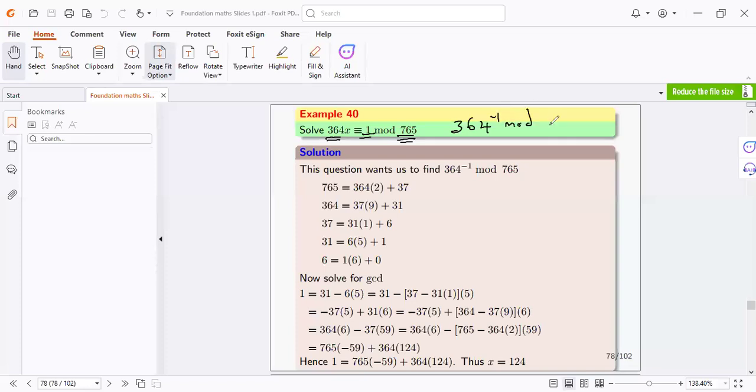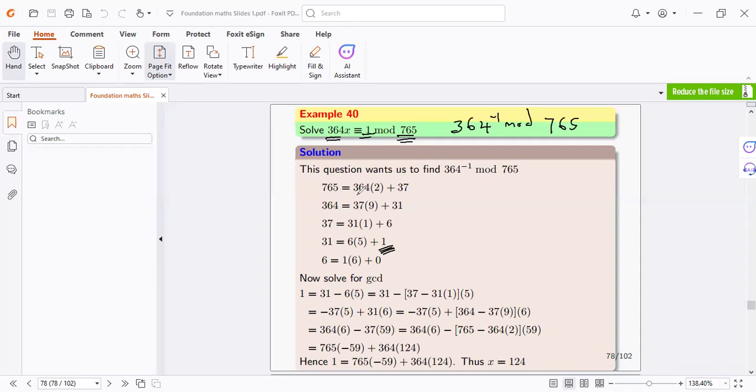Mod 765. It's the same thing. Now, we use Euclid's algorithm first of all to ascertain that the GCD is 1.